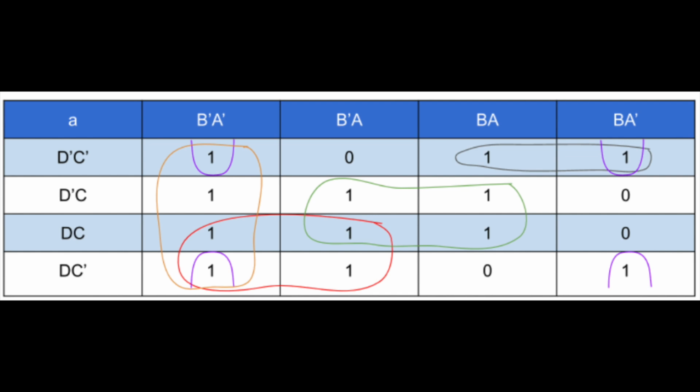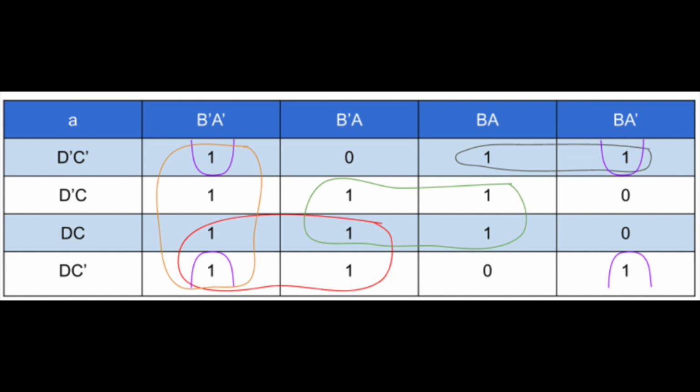Now, once the ones and zeros are found, they must be grouped for simplification through the K-map process. So groups must be rectangular, horizontal or vertical, and contain 1, 2, 4, or 8 cells, so powers of 2. They must also be as large as possible and include every one, even if this means overlapping groups.